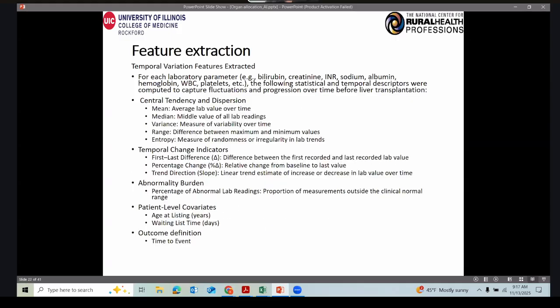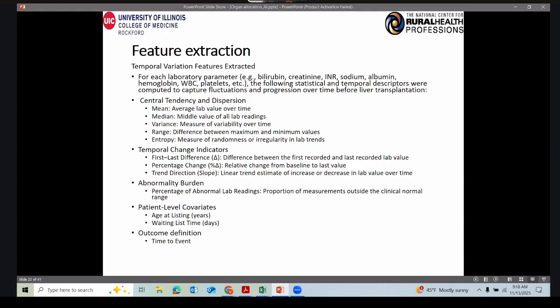Next, the slides explain how we extracted and selected the features. We mainly focused on temporal variation of features, which means that we didn't just look at one lab value at a single point in time, but rather at how those variables change over time before the liver transplantation. For each laboratory parameter, like bilirubin, creatinine, INR, sodium, albumin, hemoglobin, WBC, and platelets, we computed several statistical and time-based measurements.